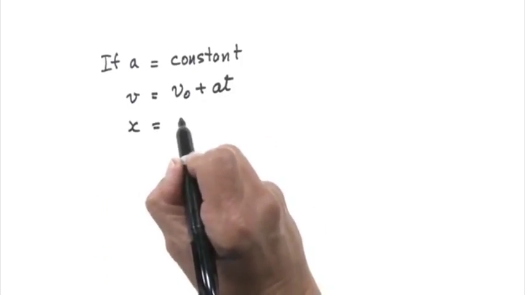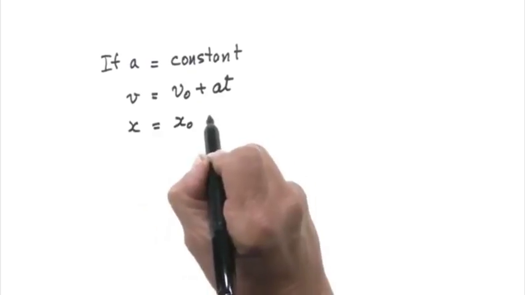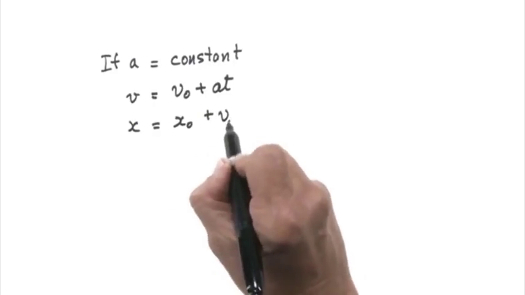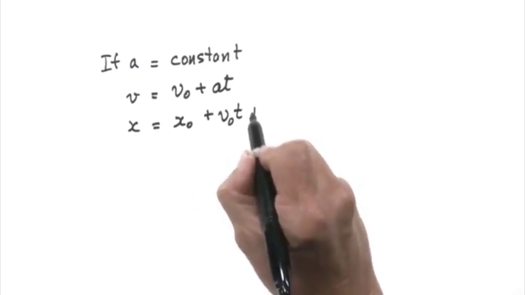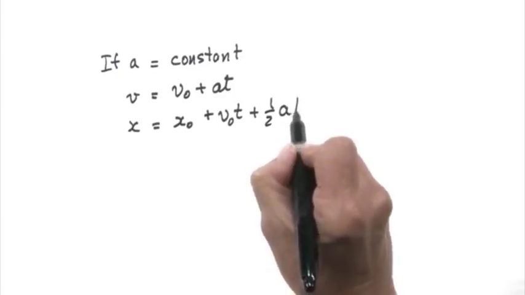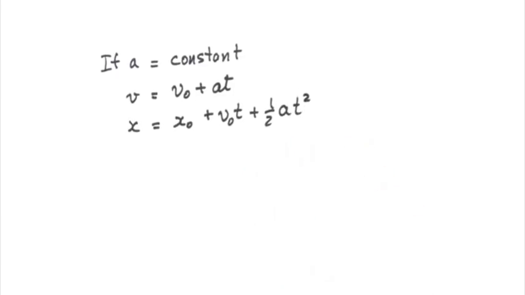Displacement starts at initial value x0, but if there's a positive initial velocity v0, it increases with time. Add v0t. Finally, if there is acceleration, then there's that half at squared term, where the last term is the area of a triangle with length t and height at.